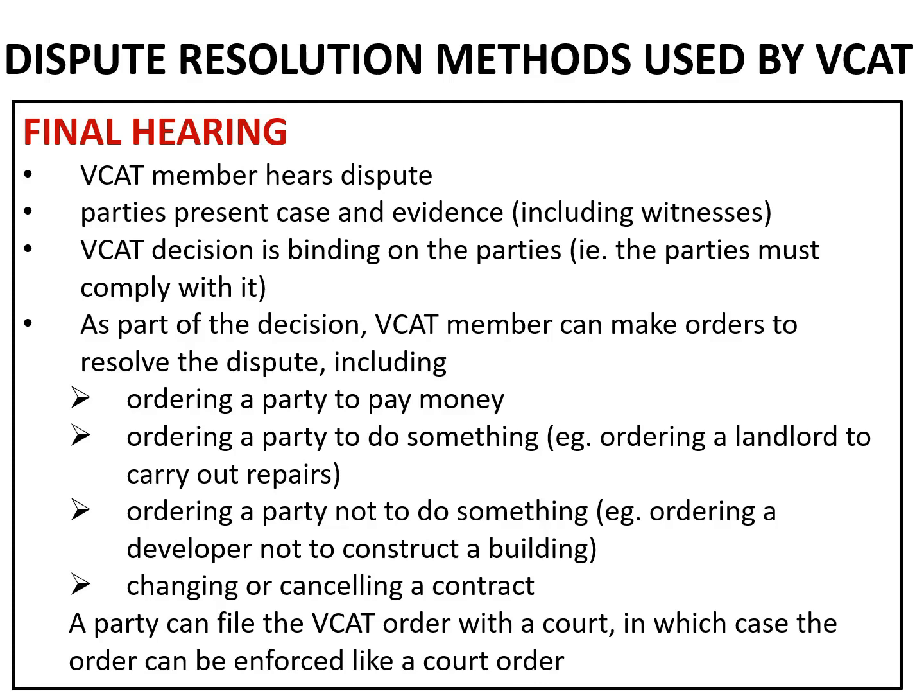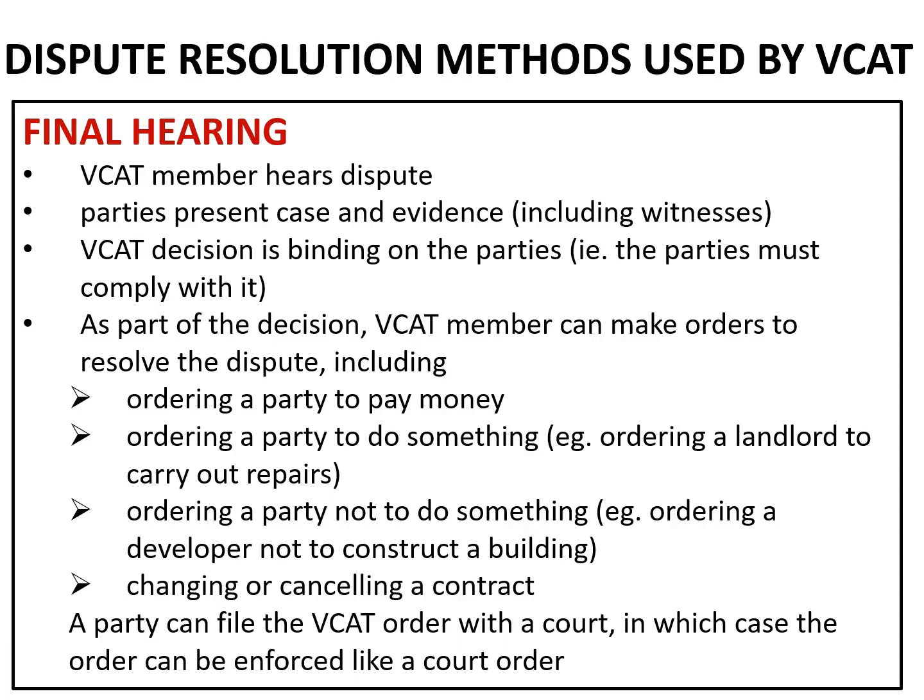The VCAT member can even change or cancel a contract between the parties. For example, in a dispute between a car trader and a customer who's bought the car, where the car trader has sold the customer a defective car, but the contract for sale states that the car trader gives no guarantee about the car, then VCAT might change the contract to include a guarantee under which the car trader must fix up any defects in the car during the first 12 months after the sale of the car.